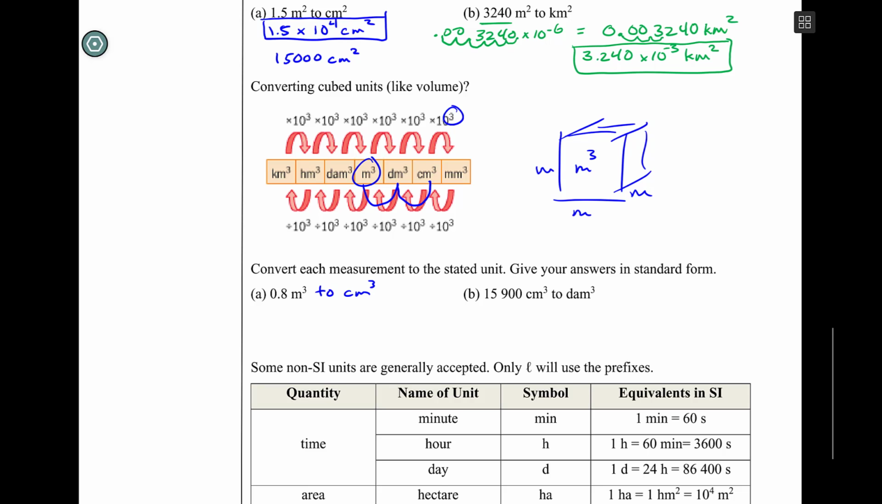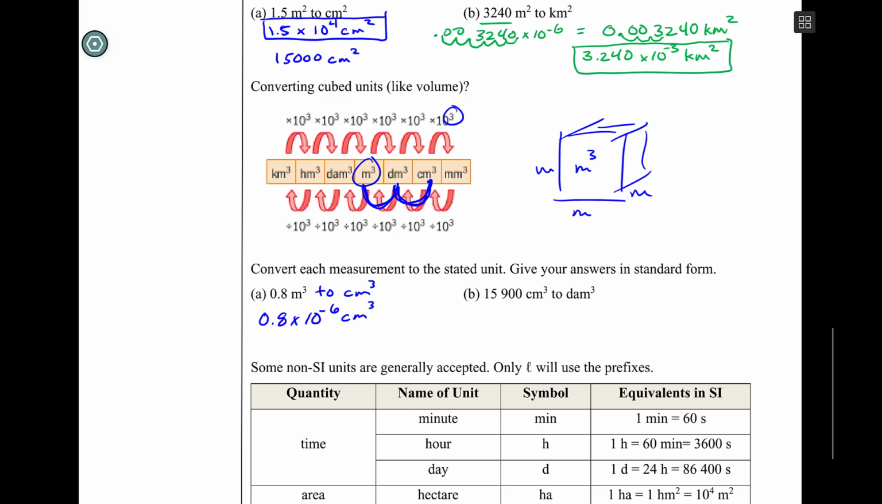1, 2, and it's that division, so it's like multiplying by negative. So 0.8 times 10 to the how many? Well, I'm moving 2 groups of 10 to the 3. That means I'm moving 6. So 0.8 times 10 to the -6. Okay, and that is centimeters cubed.